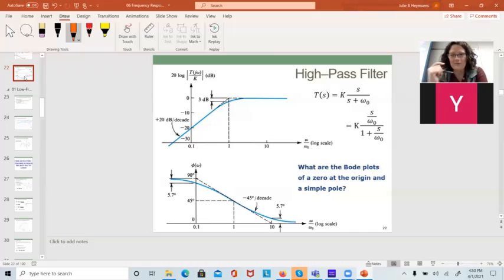So for a high pass filter, I need both a pole and a zero. I need s and I need s plus omega naught. When I put it in standard form, it looks something like this, where this comes out and becomes part of the K. It becomes K omega naught. So what I've got here is a 0 at the origin, and I have a pole at omega naught.